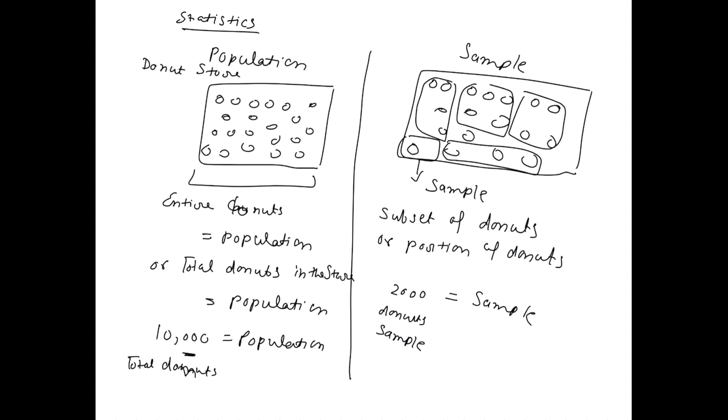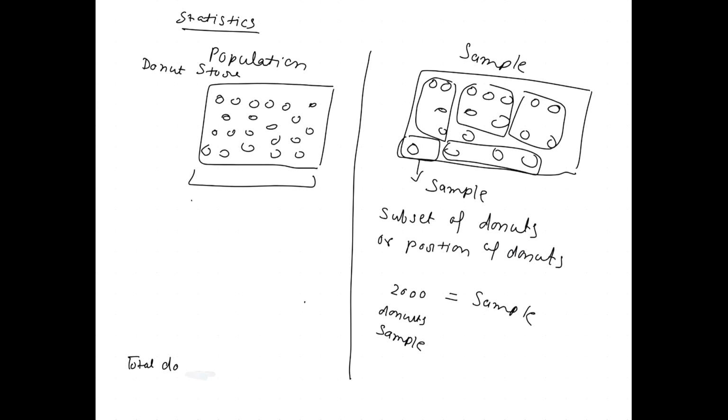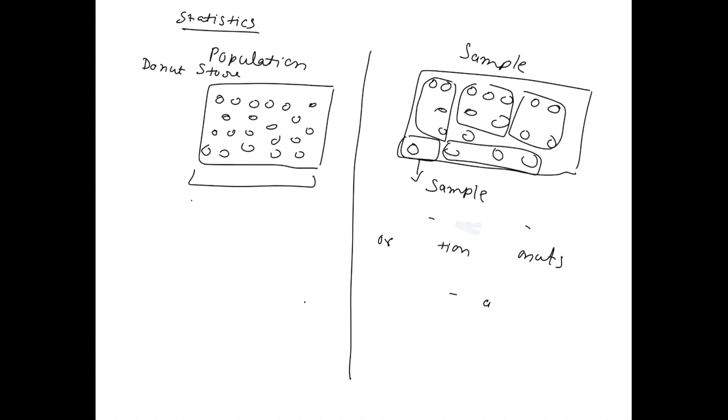Now the second step. Now we will move ahead with another example: when you are working with a real-time data set, how you use the population and sample. So I will clean this up first.